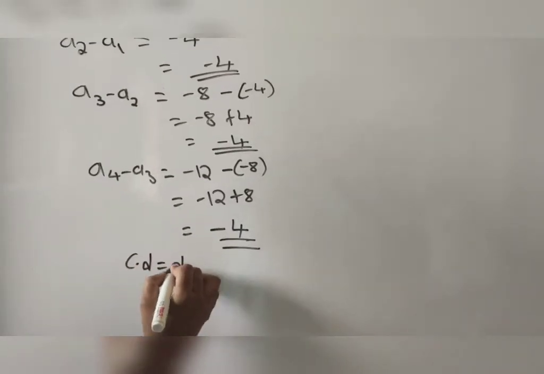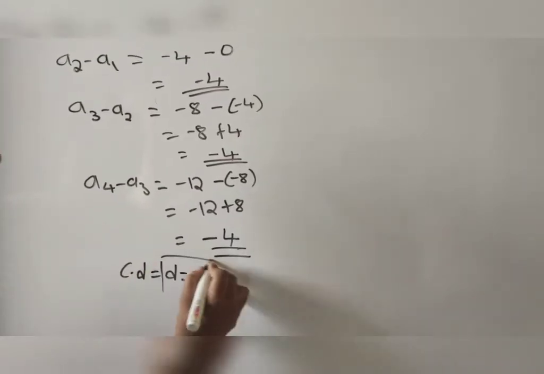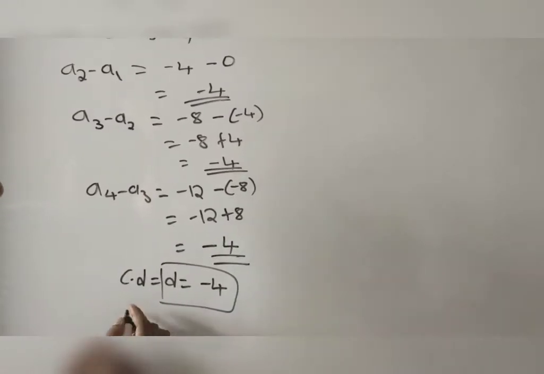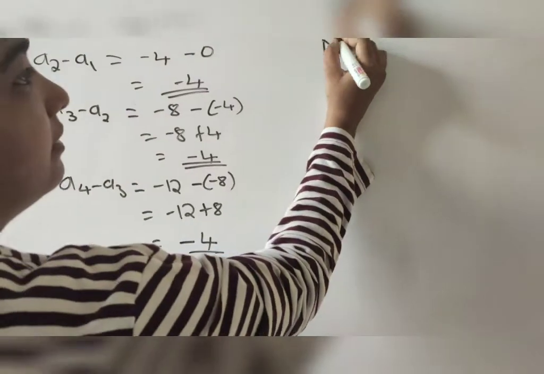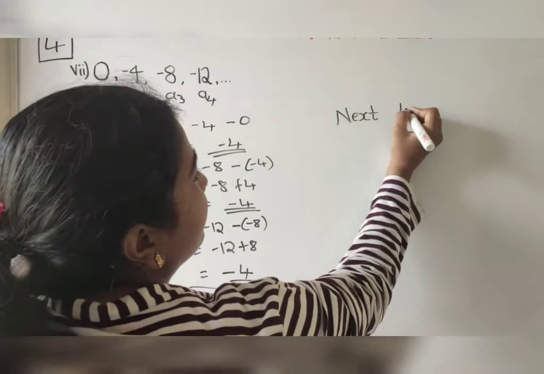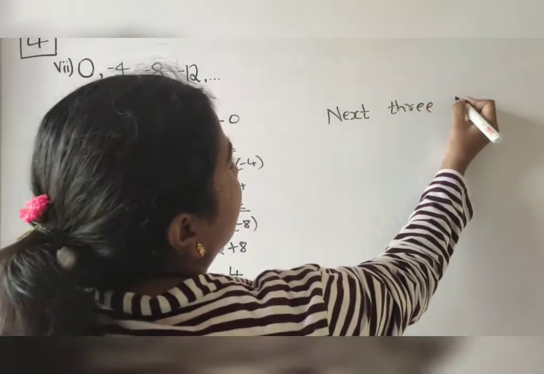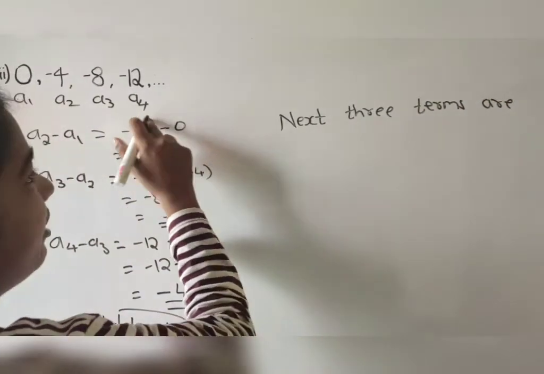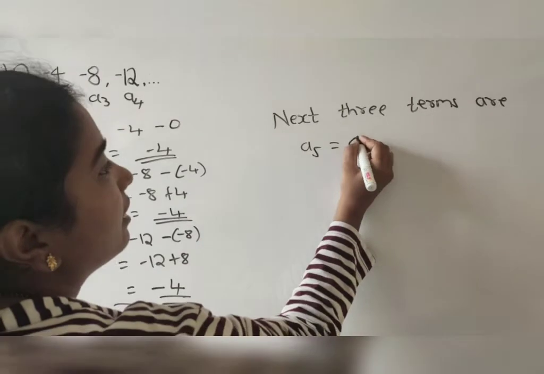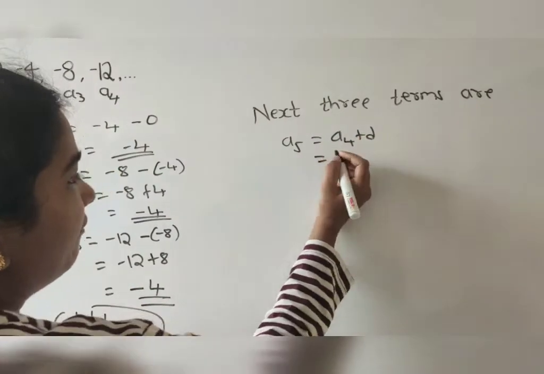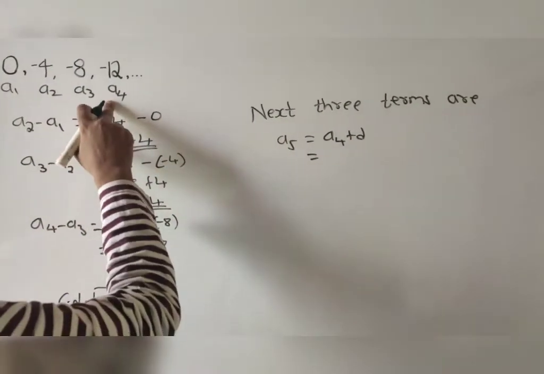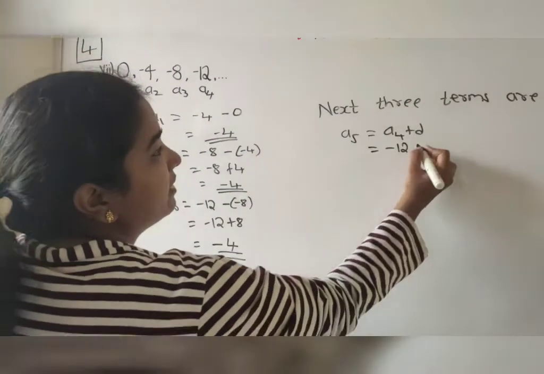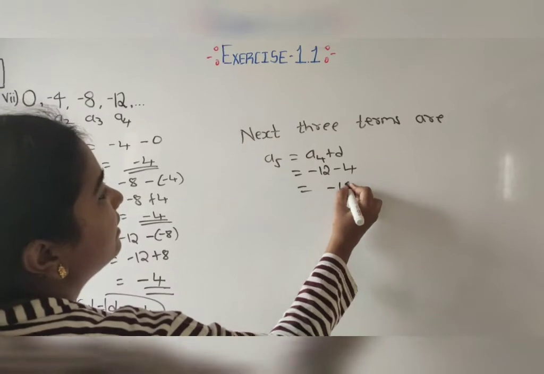Common difference D is equal to minus 4. Now the next three terms are, now A4 we are having. Now we have to find A5. A4 plus D. A4 is what here? A4 is minus 12, and with common difference minus 4, you are getting minus 16.